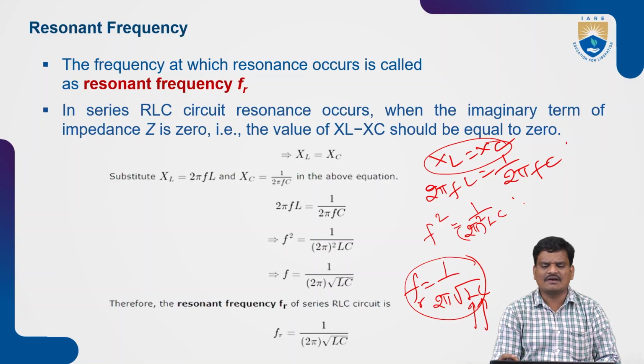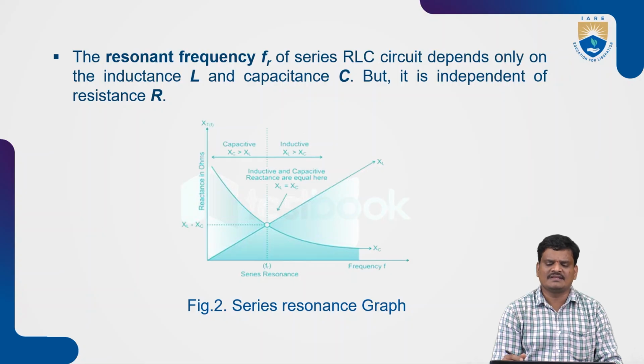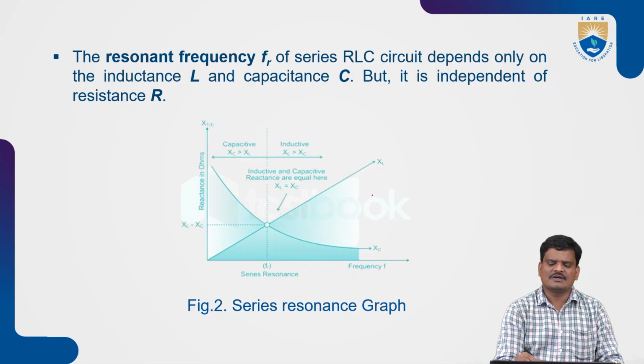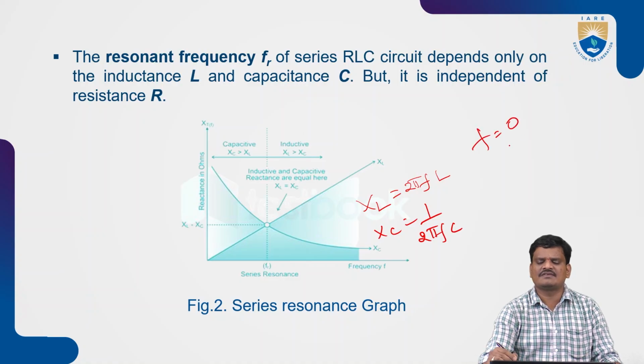The same thing can also be represented in the form of a graph. Suppose I am varying the value of XL, I know the formula for XL as 2 pi FL and XC as 1 by 2 pi FC. By ranging the value of frequency from F equal to 0 to F equal to infinity, I am going to get the value of XL from 0 to infinity and XC from infinity to 0.